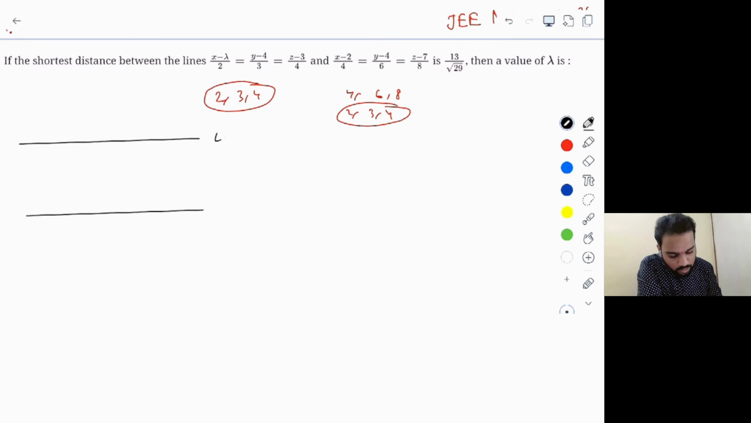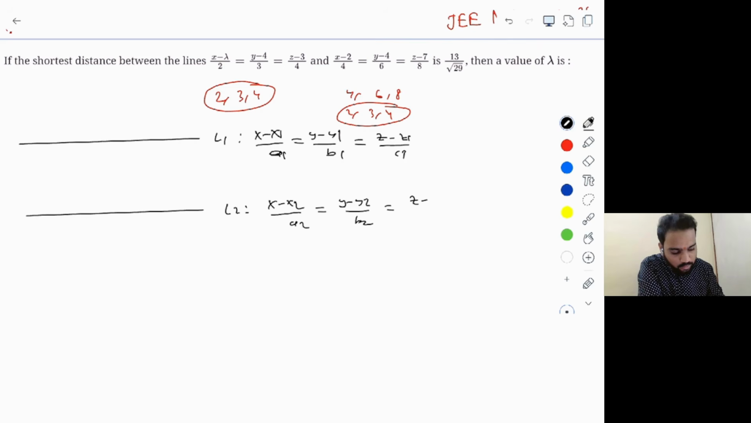Okay. So let's take the two lines. L1 is (x minus x1) divided by A1 is equal to (y minus y1) divided by B1 is equal to (z minus z1) divided by C1. Similarly, line L2 is (x minus x2) divided by A2, (y minus y2) divided by B2 is equal to (z minus z2) divided by C2. Now, in this case, clearly you can notice that the two lines are parallel, right? So you can say that a1 b1 c1 and a2 b2 c2 will have the same ratio, or else you can directly take it like this also, no problem. ABC, anything is fine, but make sure they are parallel.